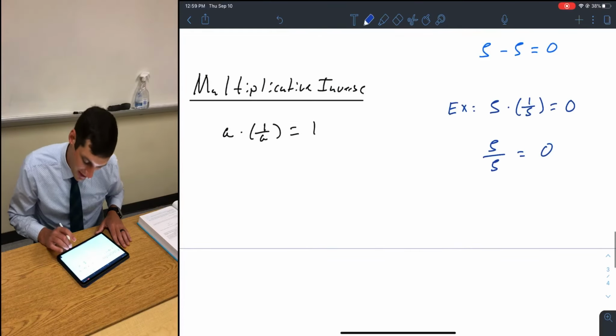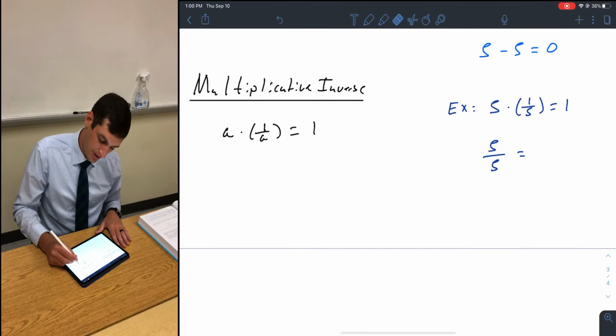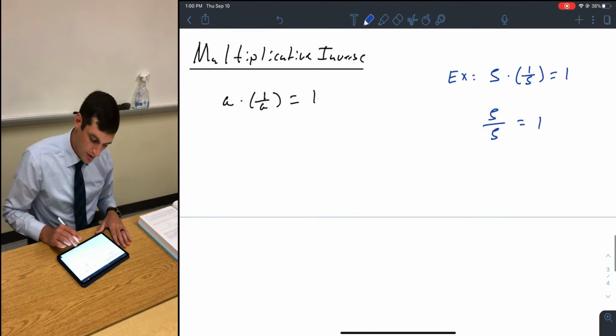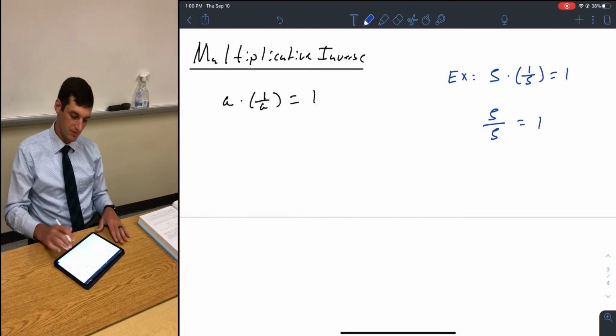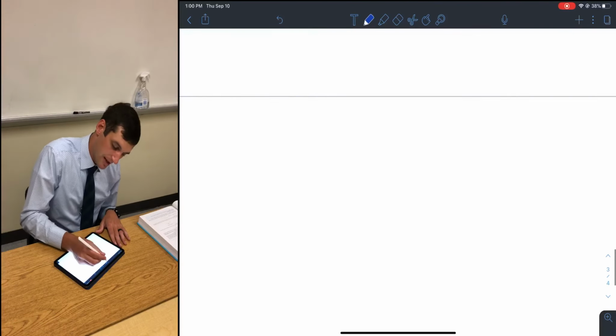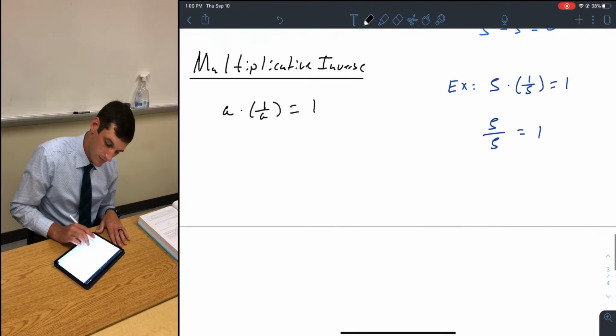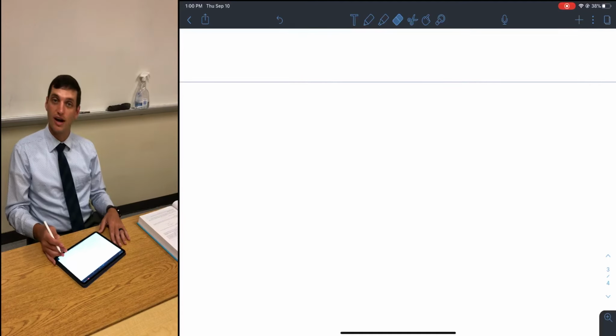All right, so 5 over 5, these are not 0. You're probably screaming at your computer screens. Okay, so 5 over 5 is equal to 1. Yeah. So there's our multiplicative inverse property. So let's go into our other algebraic properties.